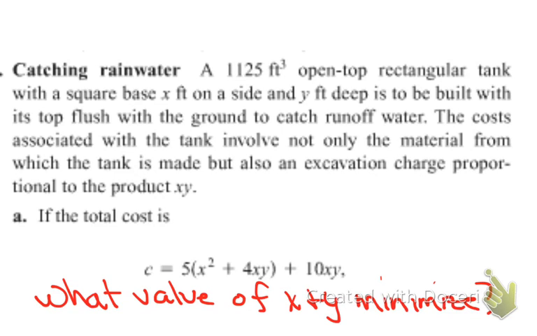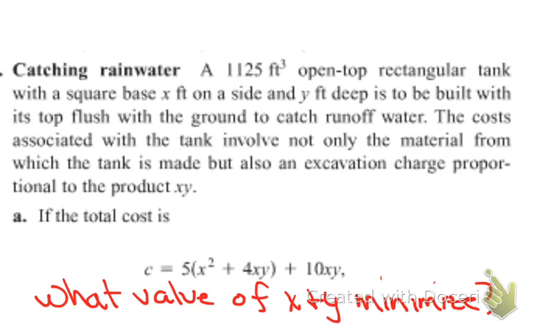Here's an example of an optimization problem. This has to do with a tank that catches runoff water. So the problem states that an 1125 cubic foot open-topped rectangular tank with the square base x feet on a side and y feet deep is to be built with its top flush with the ground to catch runoff water. The costs associated with the tank involve not only the material from which the tank is made, but also an excavation charge proportional to the product x times y.